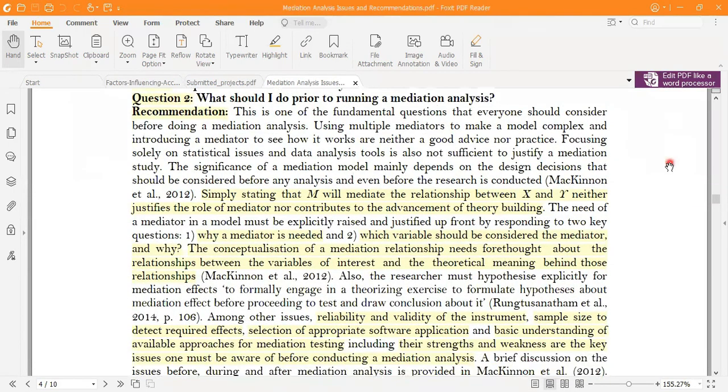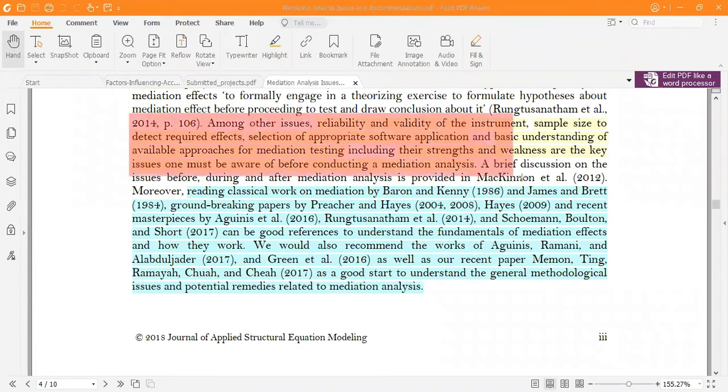That's very important. Among other issues, another issue is the reliability and validity of your instrument. These two are very important. Whenever you are inserting a mediator in the model, you must check them, but even if there is no mediator in your research, the reliability and validity of your instrument must be checked.